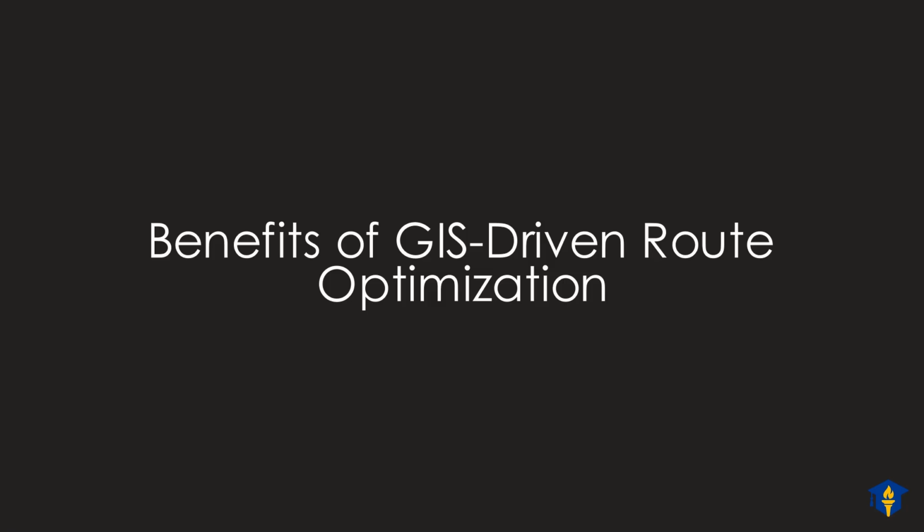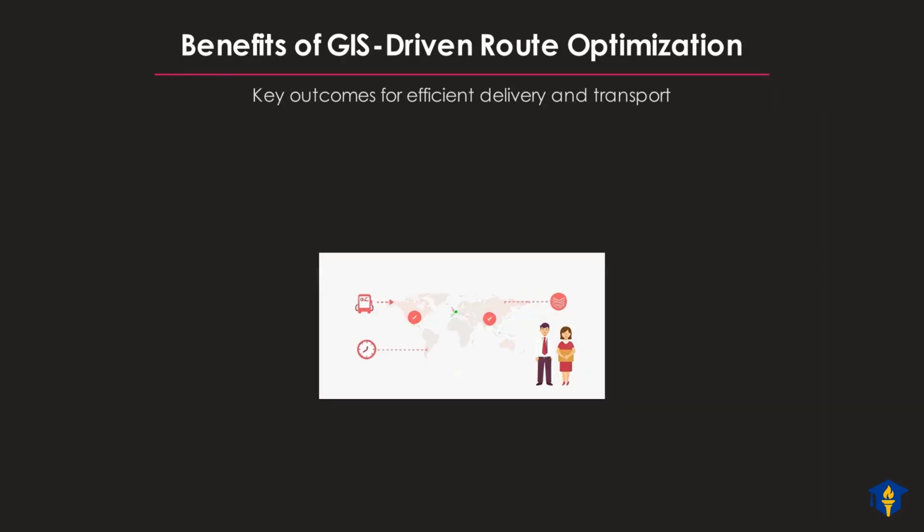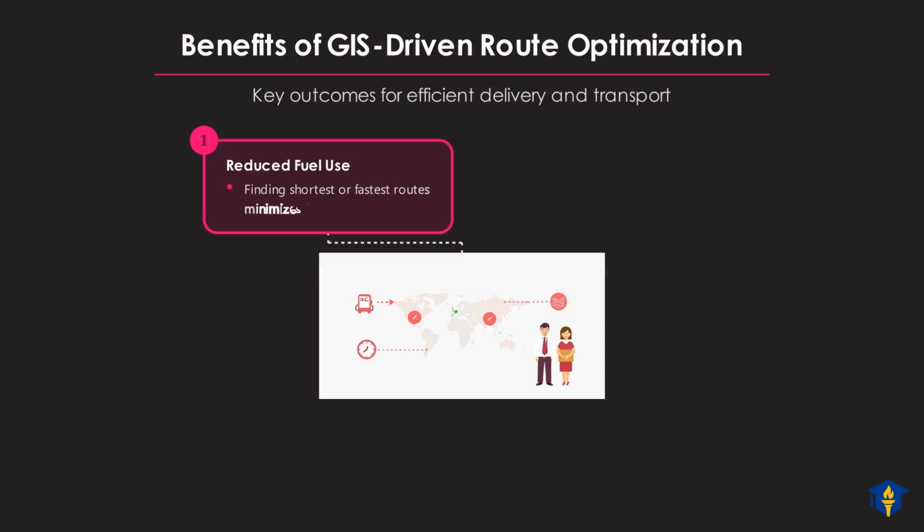Now, let's discuss the significant benefits of GIS-driven route optimization. These are the key outcomes that lead to efficient delivery and transportation. First, route optimization significantly contributes to reduced fuel use. By finding the shortest or fastest routes, we effectively minimize fuel consumption.